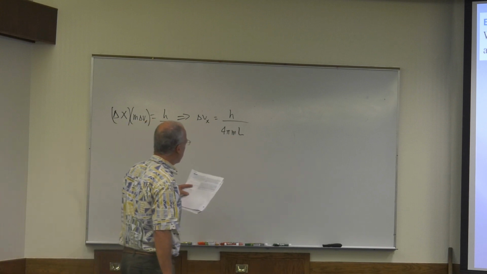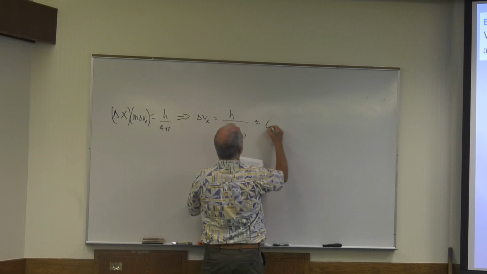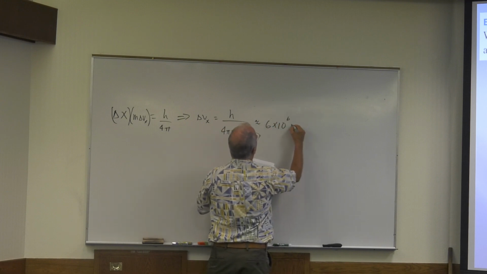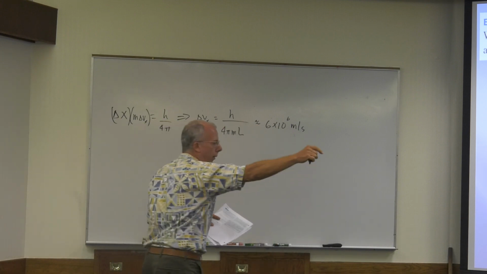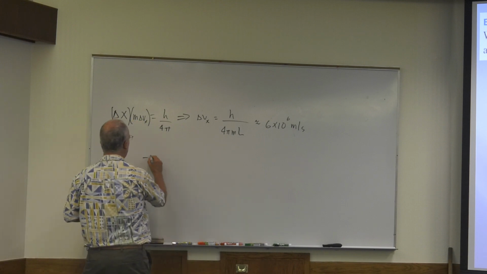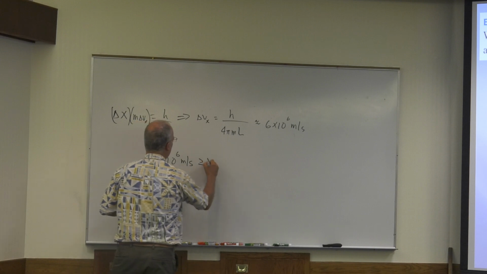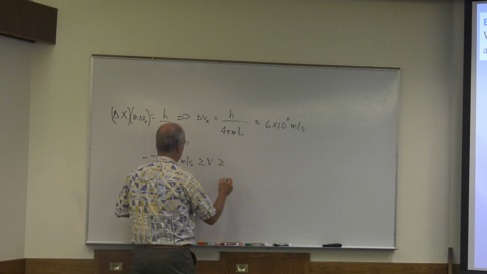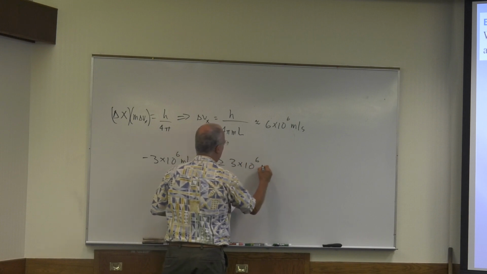Now you're going to have to just trust me again, plug in the numbers, and it's about equal to 6 times 10 to the 6th meters per second. So that's delta V, but again, we don't know if it's going that way or that way. We're just talking about one dimension. So we say minus 3 times 10 to the 6th meters per second to plus 3 times 10 to the 6th meters per second.